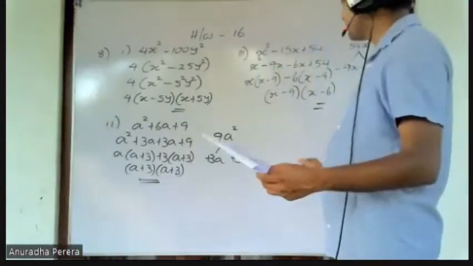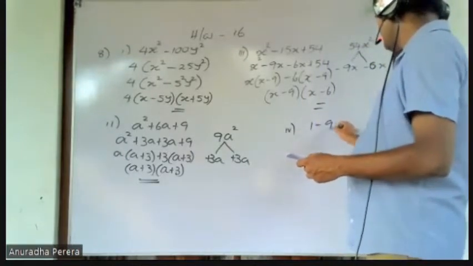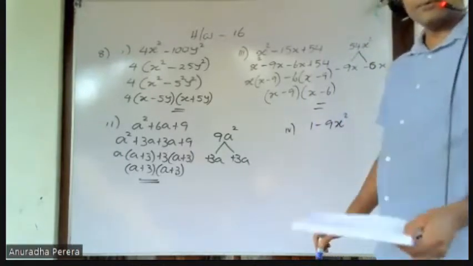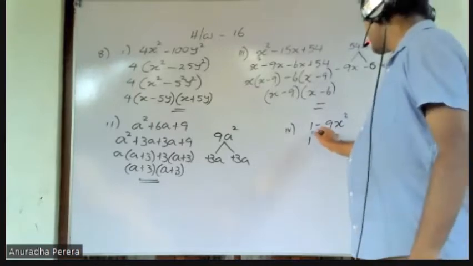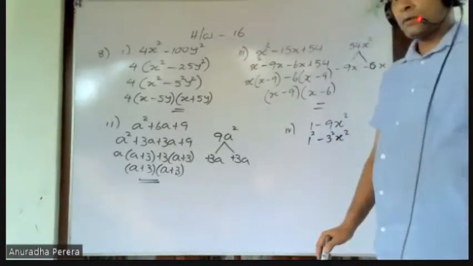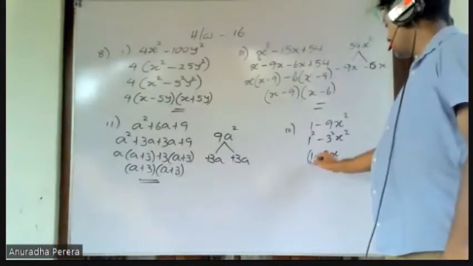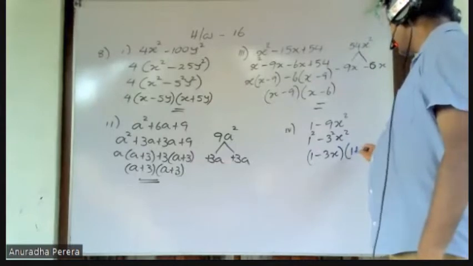The last one, 1 minus 9x squared. Apply difference of two squares. 1 squared, 3 squared, x squared. 1 minus 3x, 1 plus 3x.